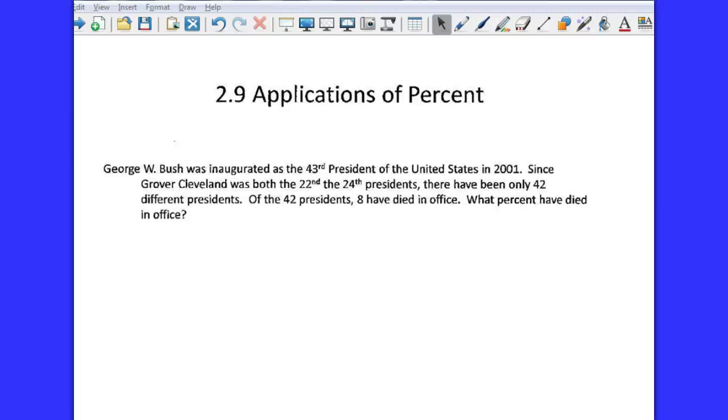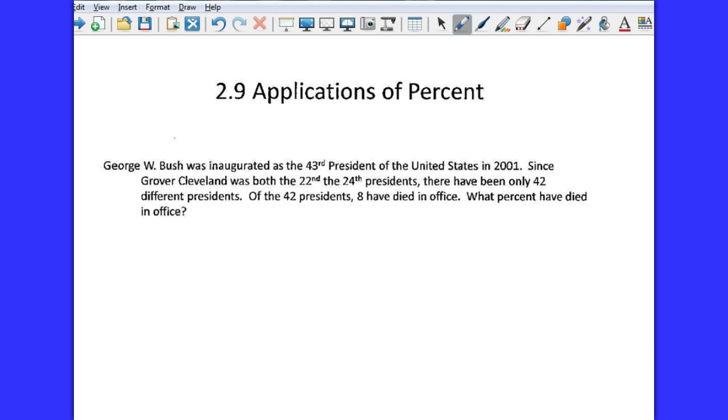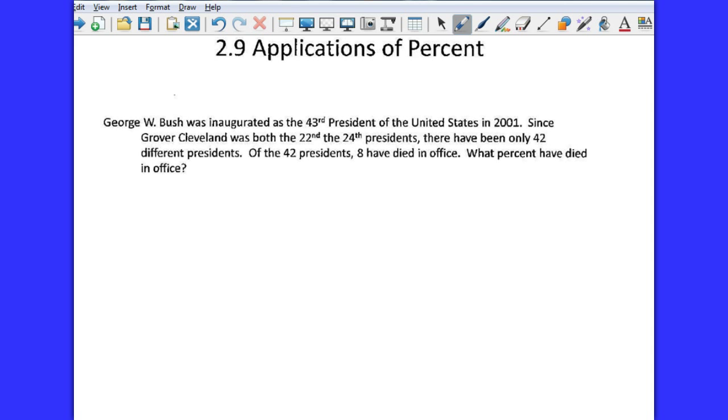Hello everybody, welcome to the third part of Chapter 2, Section 9, Applications of Percents. What we're going to be looking at is just a few problems here on how to apply what we learned about proportions and equations to word problems. This is a pretty important piece for us, so take good notes, follow along, and bring me your questions.